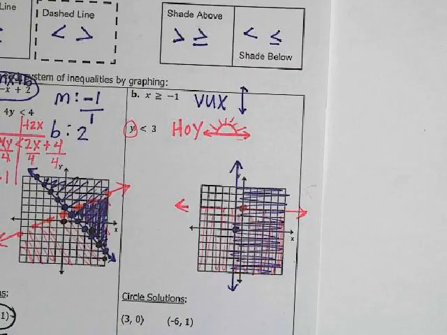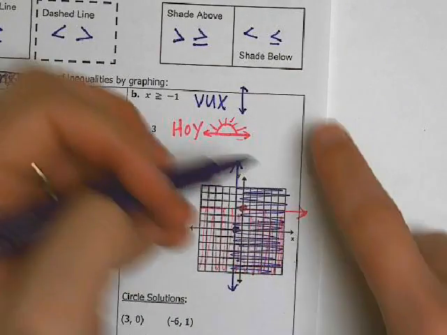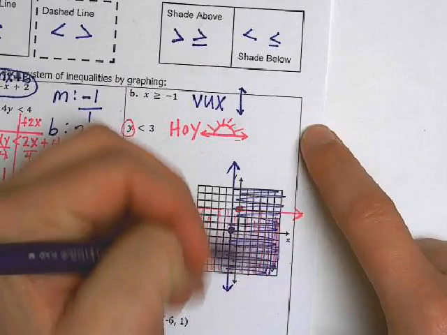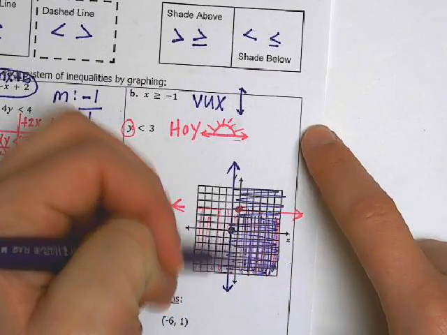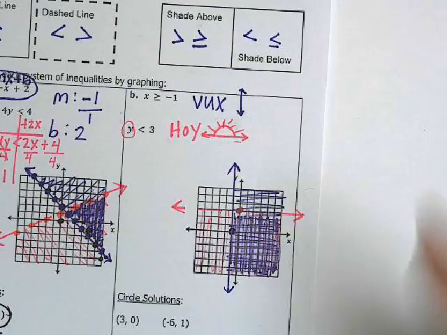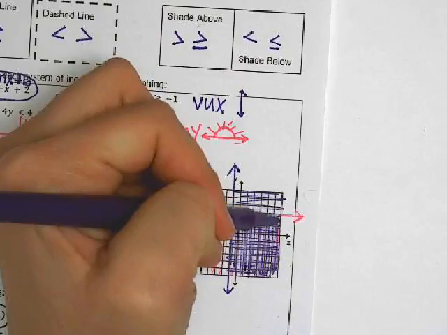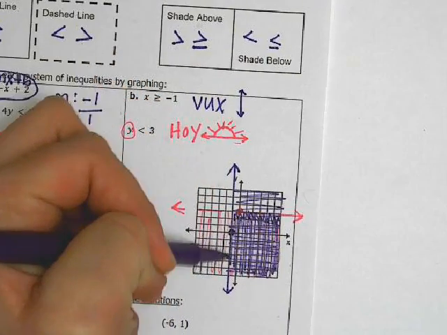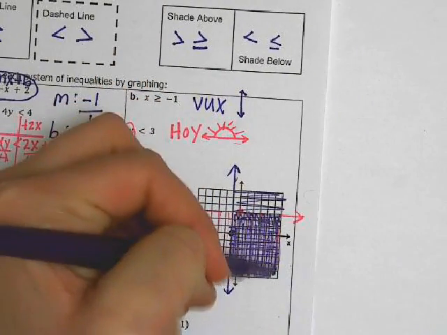Then I want you to darken the double shaded region. Right here is where they both cross. I want you to darken it so that you can tell where it is. Everybody got it?